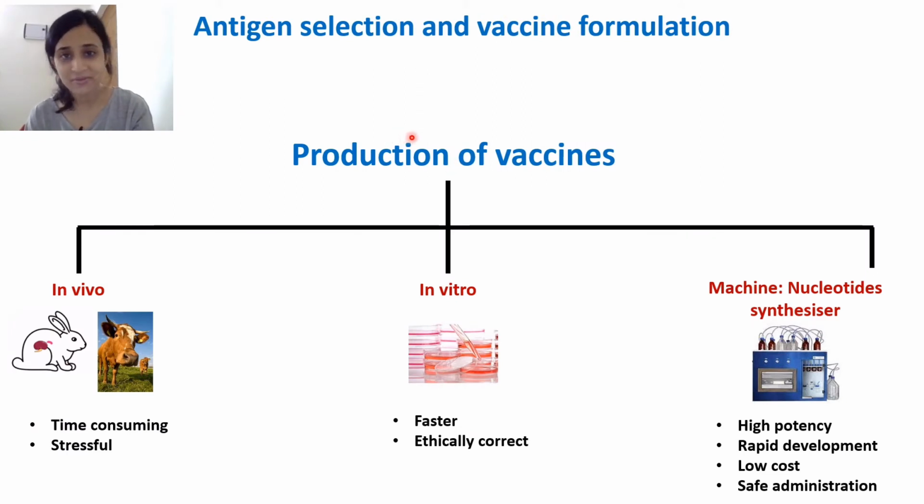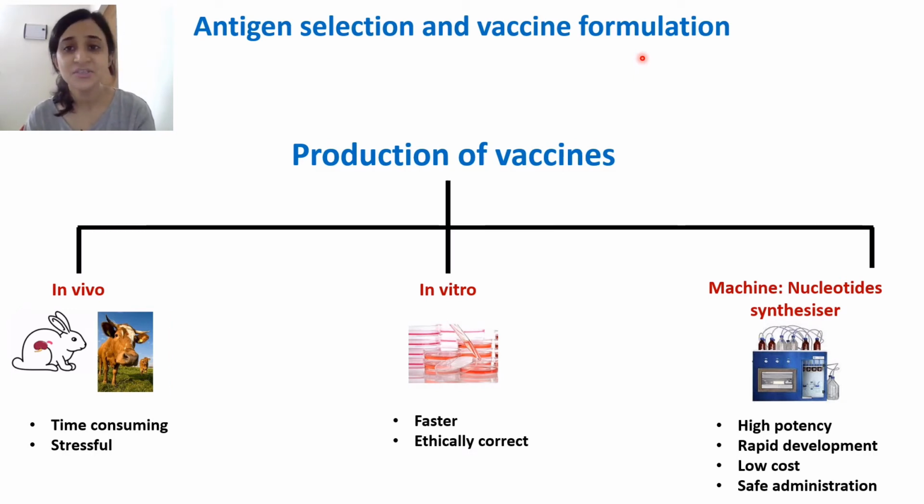So from the previous two steps, now we have identified the antigen. So the antigen is selected against which we will formulate the vaccine now. Production of vaccine depends on some platforms, that is, what type of vaccine it is. A vaccine can be of many types. So depending on the type, whether it is a viral vector vaccine or an inactivated vaccine or an mRNA vaccine, the production methodology varies.